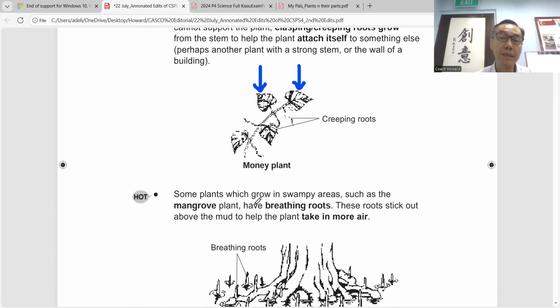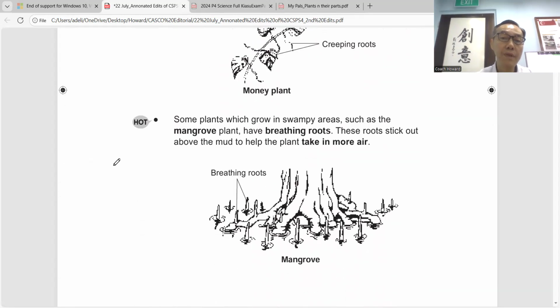And this is money plant. And then later we have learned this last week, mangrove. In Singapore, there's a Sungai Buloh Wetland Reserve. You can also visit my YouTube channel to see the crocodile in the Sungai Buloh Wetland Reserve.